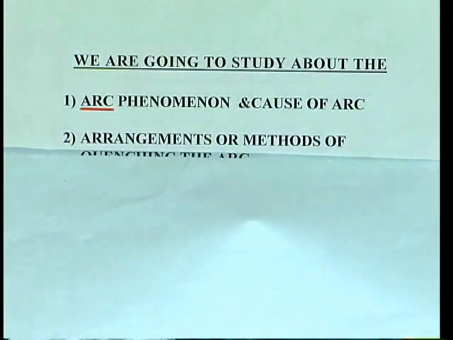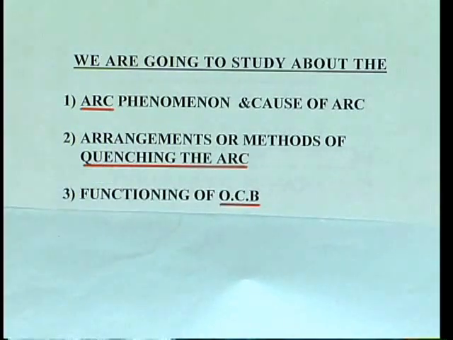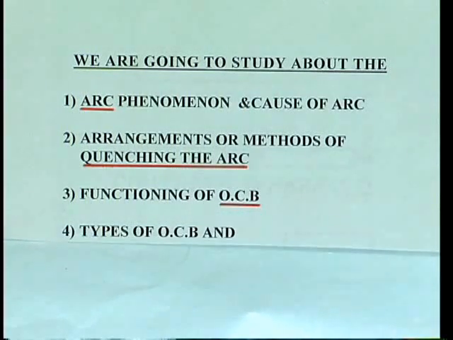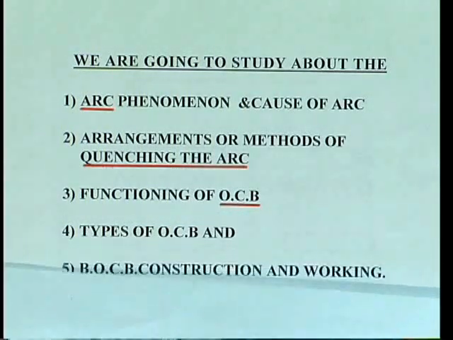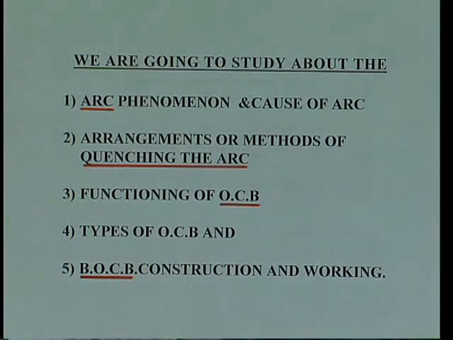In the previous session, we studied the types of switchgear and circuit breakers and also the principle of the circuit breaker. Now in this session, we will study the following things. First, arc phenomena and cause of the arc. Second, arrangements or methods of quenching the arc. Third, functioning of oil circuit breaker. And fourth, types of oil circuit breaker and BOCB, that means bulk oil circuit breaker, construction and working.